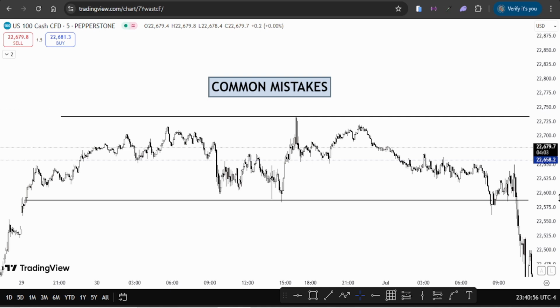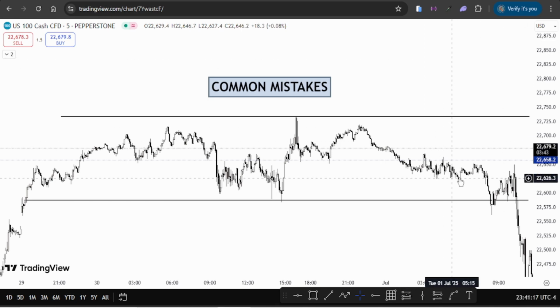Common mistakes to avoid: number 1, chasing after price without waiting for a pullback. So guys, assuming you have been watching the market consolidate and eventually it breaks out, there is no need to chase price. You have to wait for the pullback.